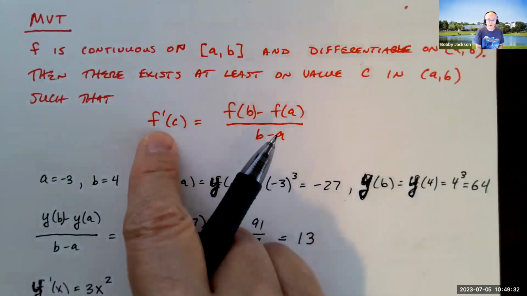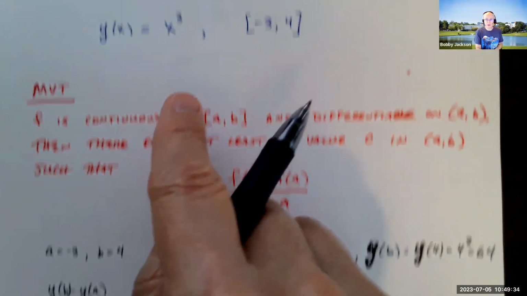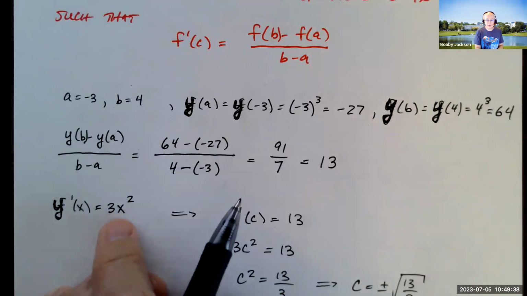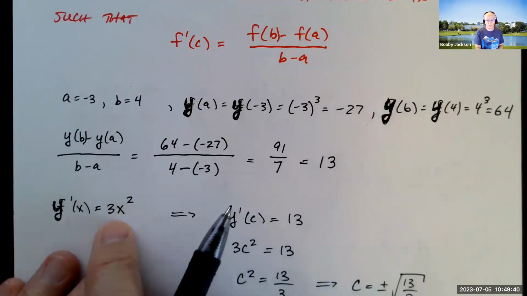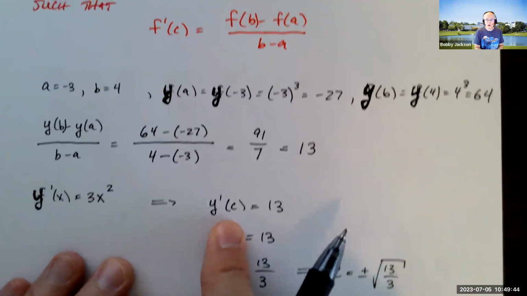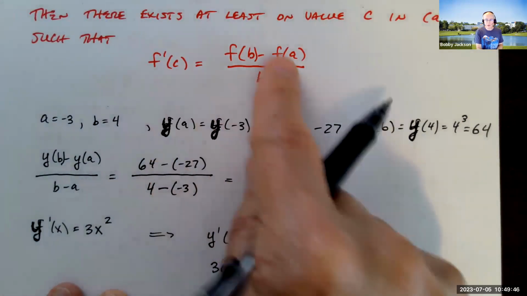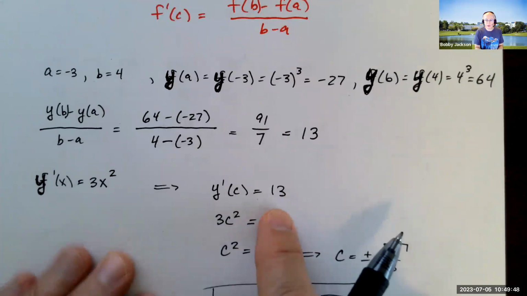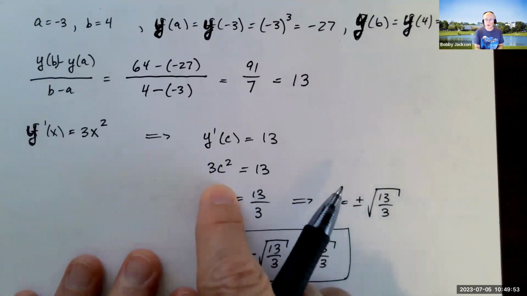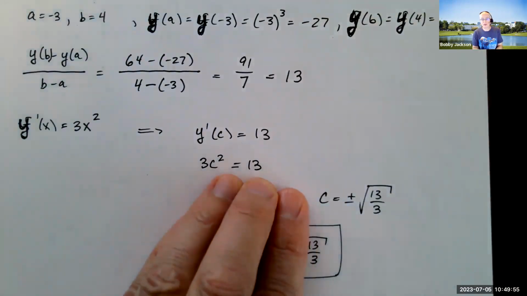I need to know what the derivative is. So how do I find the derivative of x cubed? That's a piece of cake. Bring the 3 down, subtract 1 from the exponent. By the power rule, I get 3x squared. So what I want to have is y prime of C equal to this value, which we calculated to be 13. So what is y prime of C? If I replace x with C, I get 3C squared. Solve for C now.